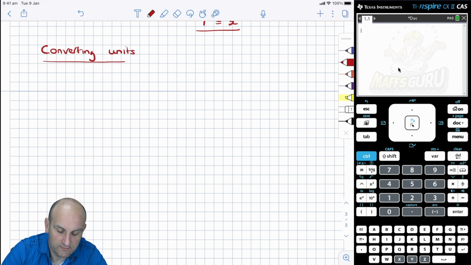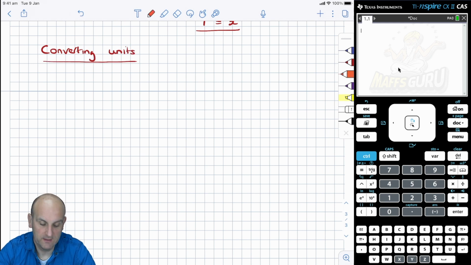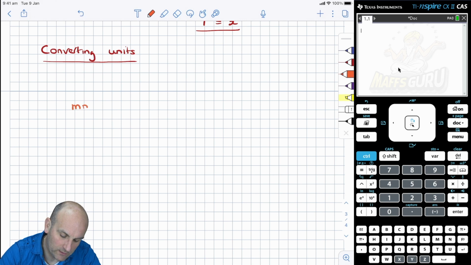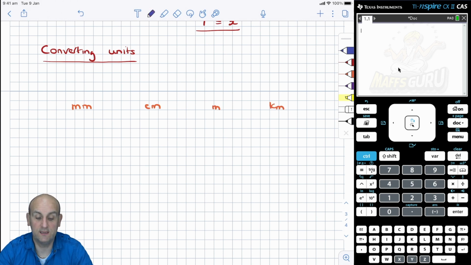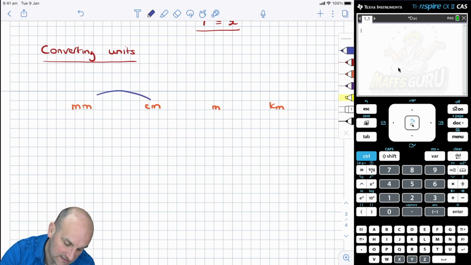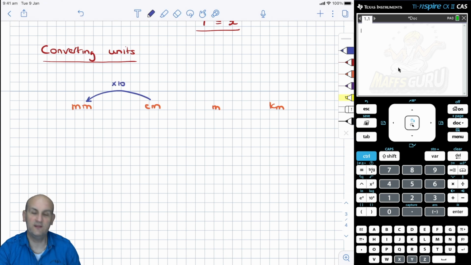We can measure length in lots and lots of different ways. So probably the smallest one we're going to use, and we're using metric here, is millimeters, centimeters, meters, and kilometers. Now we can convert between them by knowing how many millimeters are in a centimeter, centimeters in a meter, meters in a kilometer. So if I'm going from centimeters into millimeters, we know there are 10. So I simply times by 10. Hold on a moment, we're back to that bouncing decimal stuff.